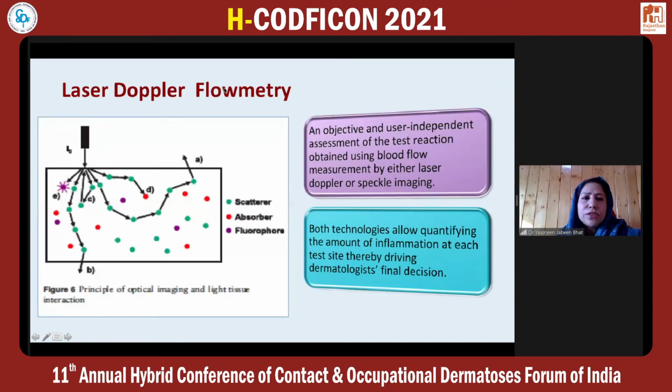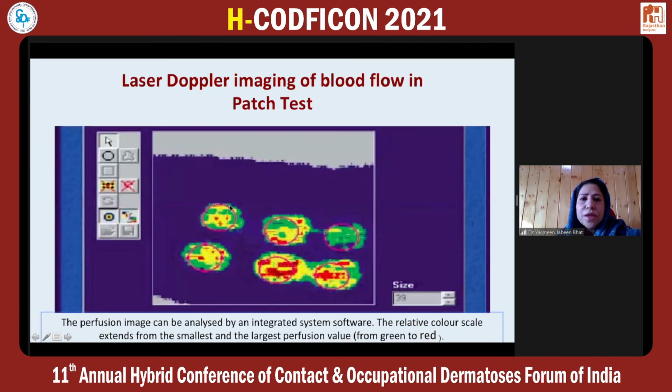One more imaging technique is laser Doppler flowmetry. We know that the vessels and blood flow are increased in inflammatory lesions. So the more inflammatory the lesion, the more the blood flow. This is an objective and user-independent assessment of the test reaction, obtained using blood flow measurement by either laser Doppler or spectral imaging. Both these technologies allow quantifying the amount of inflammation at each test site. The perfusion image can be analyzed by an integrated system software. The relative color extends from the smallest to the largest perfusion value, from green to red.